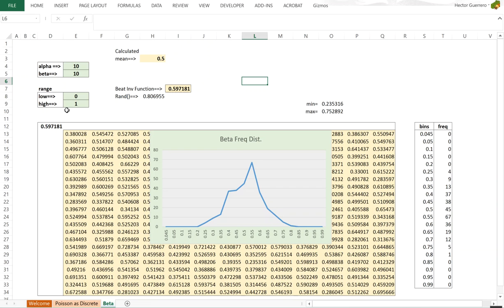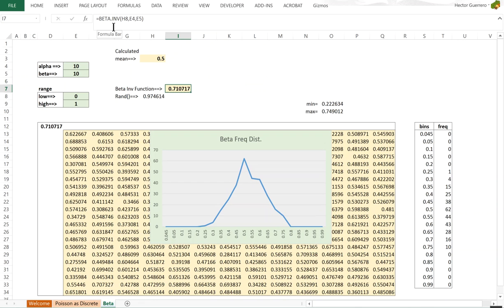So let's see how we're going to use this distribution and the nature of the function that allows us to get it. I misspelled beta there. Let me fix that for a second. We're going to use something called the beta inverse function. You can see it here, beta.inv, and it has three parameters. The first one is a probability, and as you might have guessed, that's going to be the rand. Then we have E4 and E5.